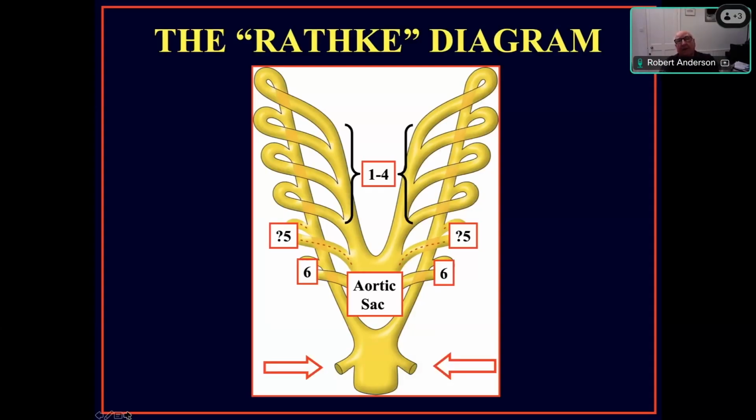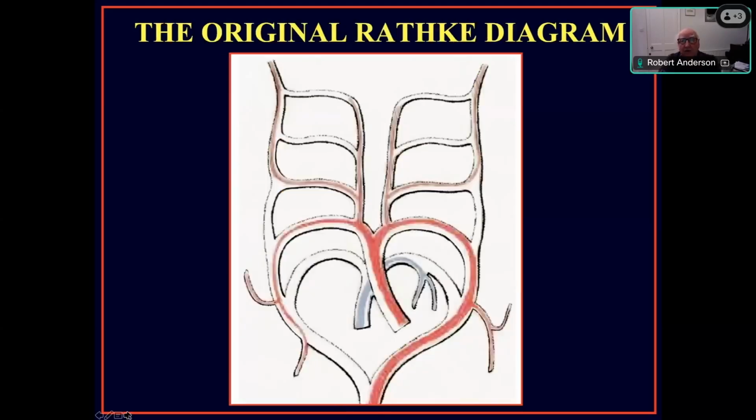We then have another key 2 players in this scheme, and these are the 7th cervical intersegmental arteries. And those 7th cervical intersegmental arteries, as we will see, eventually become the subclavian arteries. So this has been the basis for understanding now for well over 140 years. But let me take you back and let me show you the original Rathke diagram. So this is the diagram that Rathke produced in his original work in 1857.